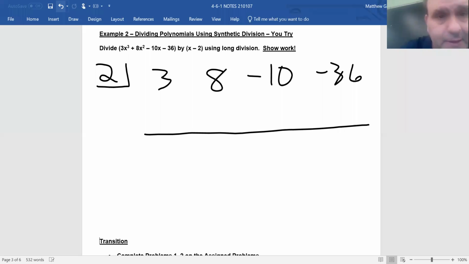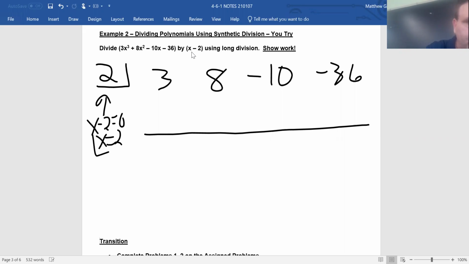Hey, welcome back. First of all, this should be the setup. The excluded value is 2 because when we set x minus 2 to 0, x is 2. So I know some of you would say, oh, Mr. G, isn't it just the opposite? Yeah, a lot of times it's just the opposite. So if you're using subtraction, your excluded value is a positive.